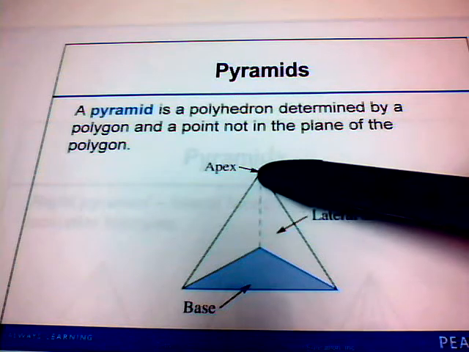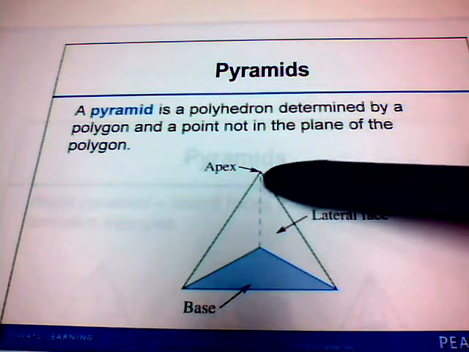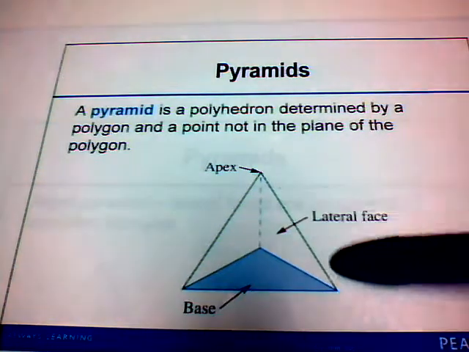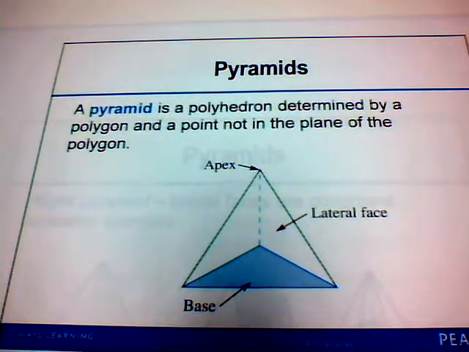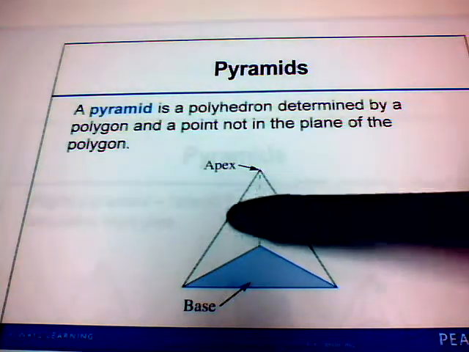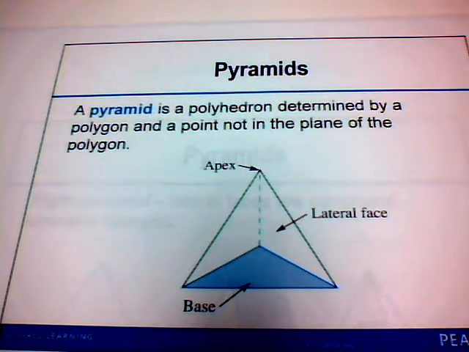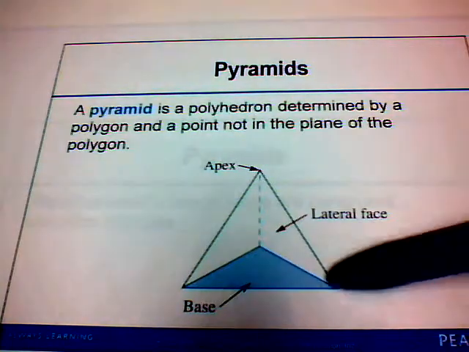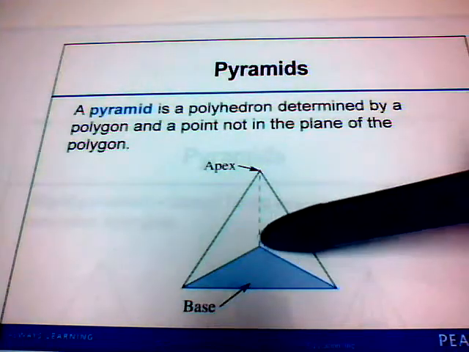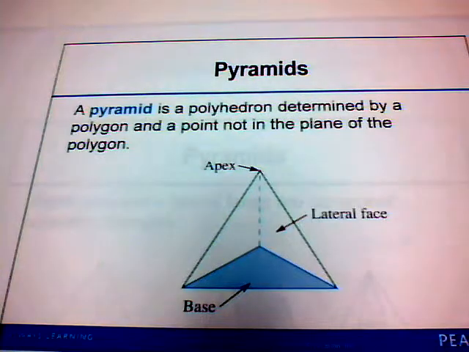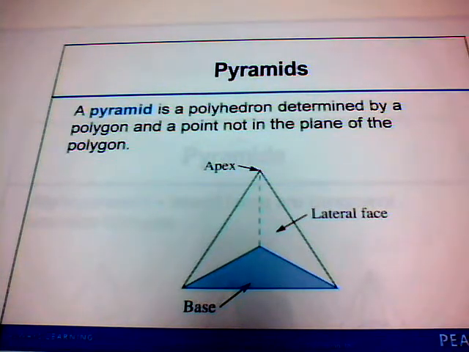So here, connect that apex to each one of those vertices of that base, and you would have the pyramid. And in this pyramid, you do have your lateral faces as well. The number of lateral faces depends upon the number of sides the base has. The base has 3 sides, so that means there are 3 lateral faces in this illustration.